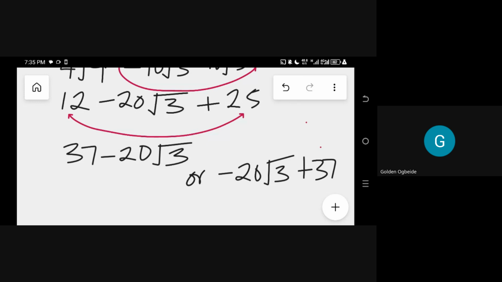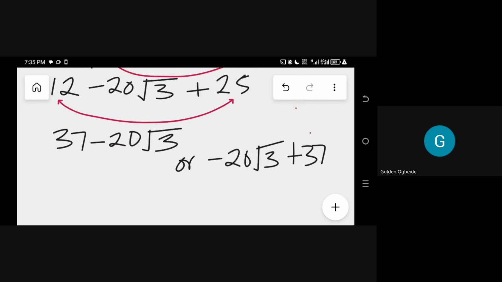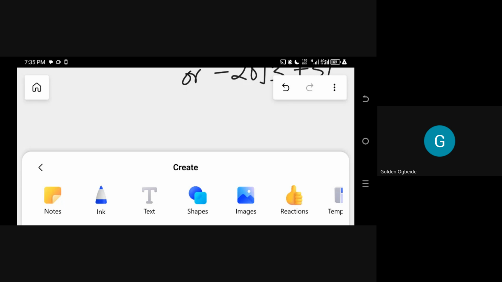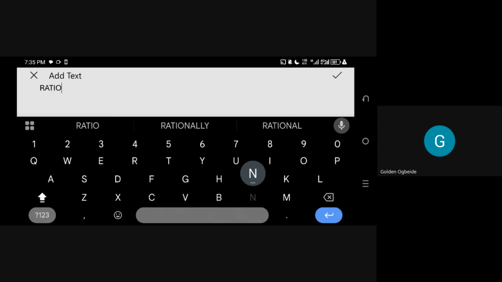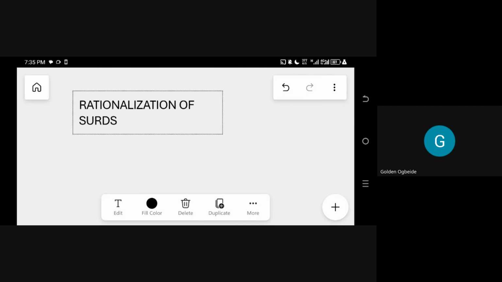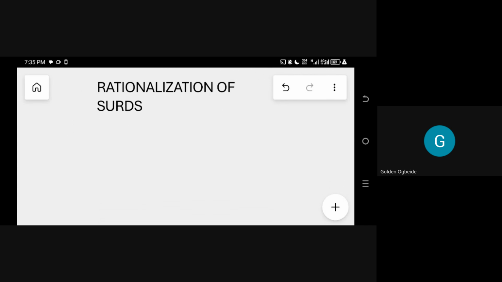Okay, so that is for multiplication of surds. Now we shall go to rationalization. Rationalization of surds. What does rationalizing a surd mean? What do you understand? What do you think is meant when they say rationalization of surds? What do you think it means to rationalize a surd?